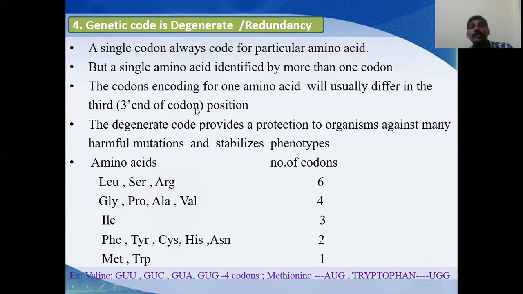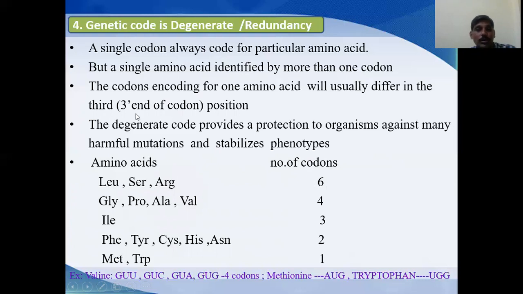Degenerate means there is more than sufficient information in these 64 codons. The codons encoding one amino acid will usually differ in the third position. Just now I said a single amino acid is identified by more than one codon. For example, leucine, serine, and arginine. These three amino acids are identified by 6 codons.